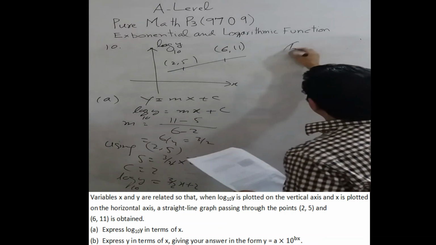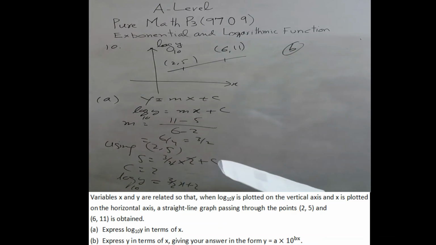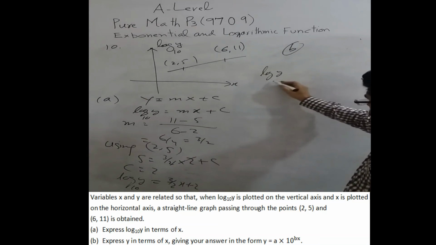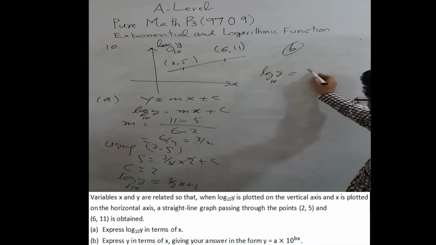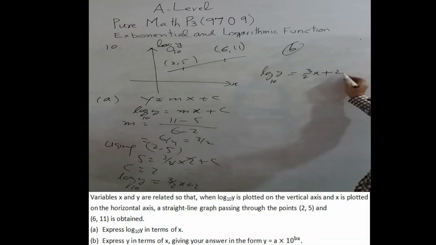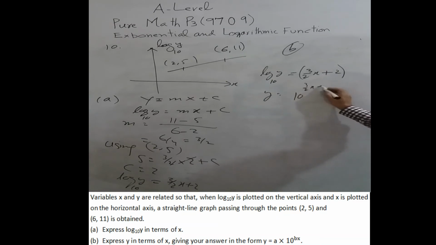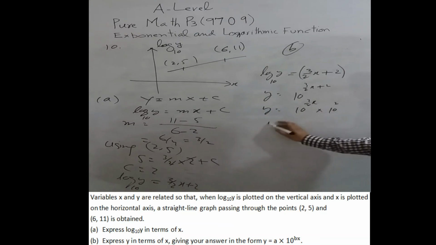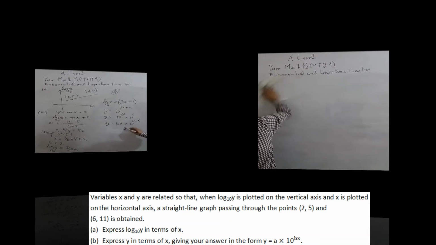Then we have B part. B part is express y in terms of x, giving a specific answer. Now we have log y to the base 10 is equal to 3 by 2 x plus 2. Now taking this as a single number, you can write y is equal to 10 raised to the power this whole value, converting into exponential form. You can write it like this: 10 raised to the power 3 by 2 x into 10 raised to the power 2. This becomes 100 into 10 raised to the power 3 by 2 x, and which is the required answer.